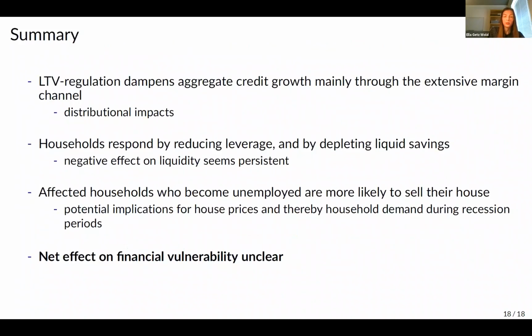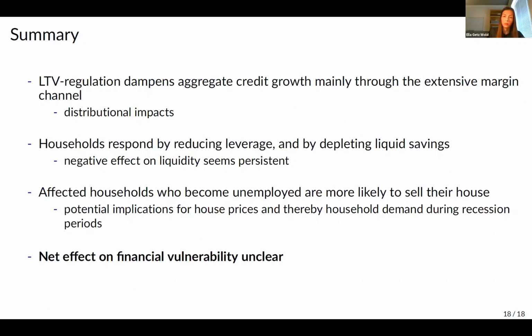So to summarize then, we see that LTV regulation dampens aggregate credit growth, mainly through the extensive margin channel. I haven't really gotten into the distributional impacts in this talk. We have something on it in the paper. We do see that the households that are more likely to be affected by this regulation are younger, have lower income, and are more likely to be first-time buyers. So when we think about the net welfare effects of these types of regulations, there are definitely some important distributional impacts that should be part of that welfare calculation.